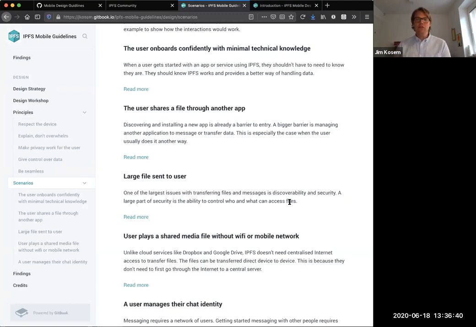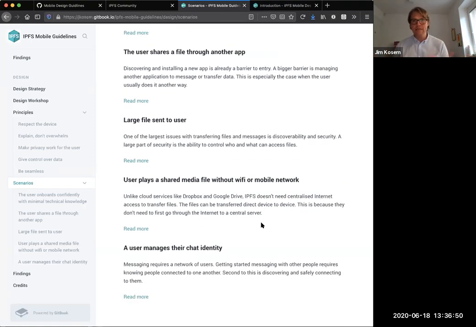A large file is sent to a user. That sounds extremely simple, and it is, but it's one of the biggest issues. It's moving around big stuff, right? And that's one of the advantages that P2P has, dealing with large files, especially locally and offline. The user plays a shared media file without Wi-Fi or a mobile network. So this is very much about the theme of this talk or this meeting, and one of the advantages that something built on IPFS has that Dropbox doesn't, or these things that are so pervasive, that are part of the everyday of people's online lives.